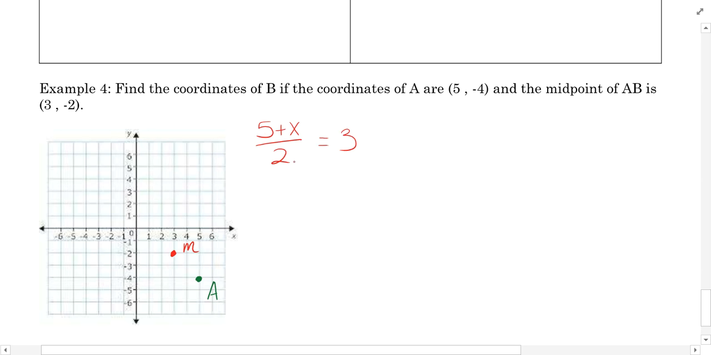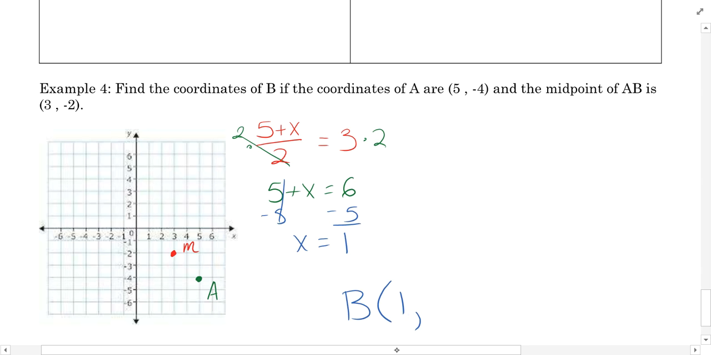So if I want to unbuild that equation, I'm going to work backwards, just as I would to solve for x. So the last step that I did was to divide by 2. So if I multiply both sides by 2, that gives me 5 plus x equals 6. And then if I subtract 5 from both sides, I get that x is equal to 1. So I know that the x value in my ordered pair for B is going to be 1.